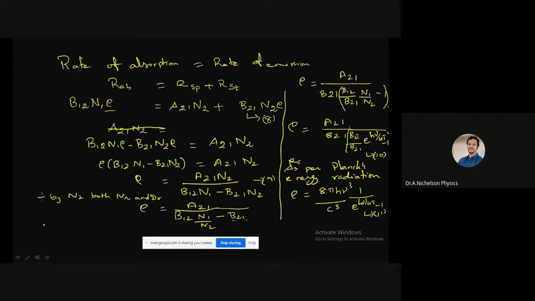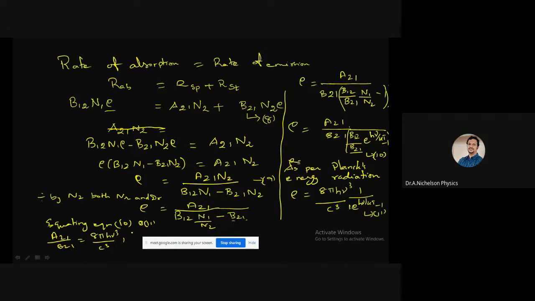Now compare, equating equation 10 and 11. So from this, A21 by B21, for that we got the value 8 pi h nu cube by c cube. And instead of B12 by B21, there is no value here. So the coefficient of this, that is 1 into e power h nu.